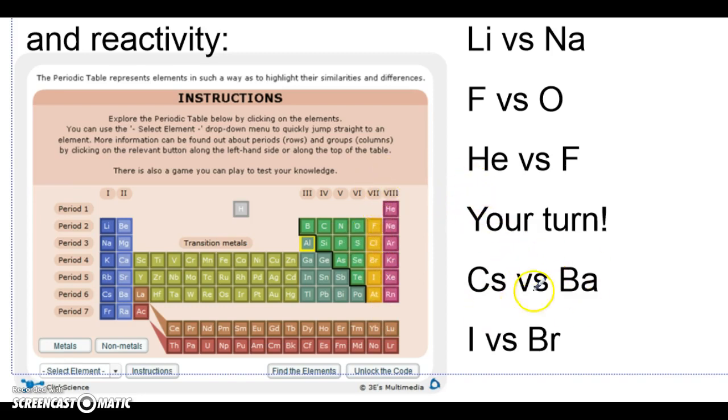So go ahead and try with these four. Compare their mass, their size, and their reactivity. Please pause. Okay, hopefully you paused.